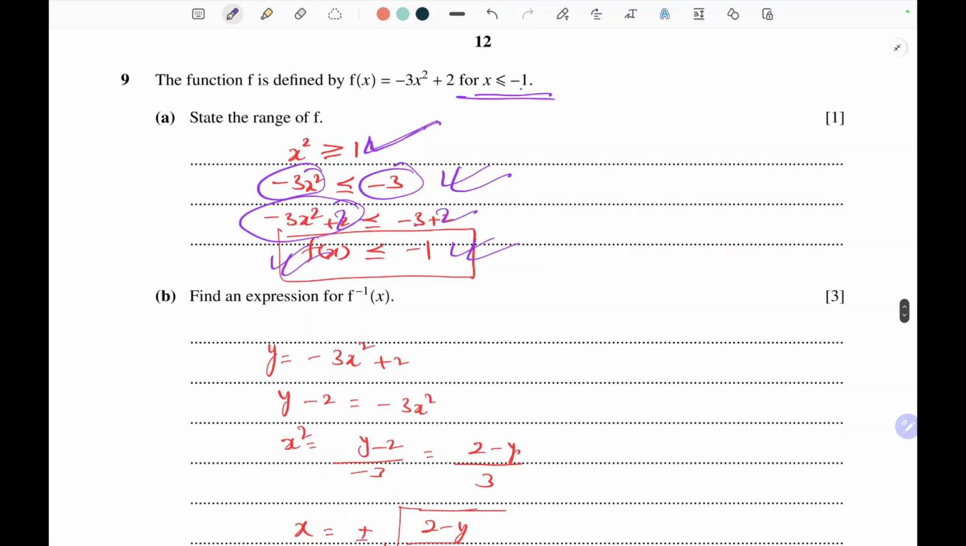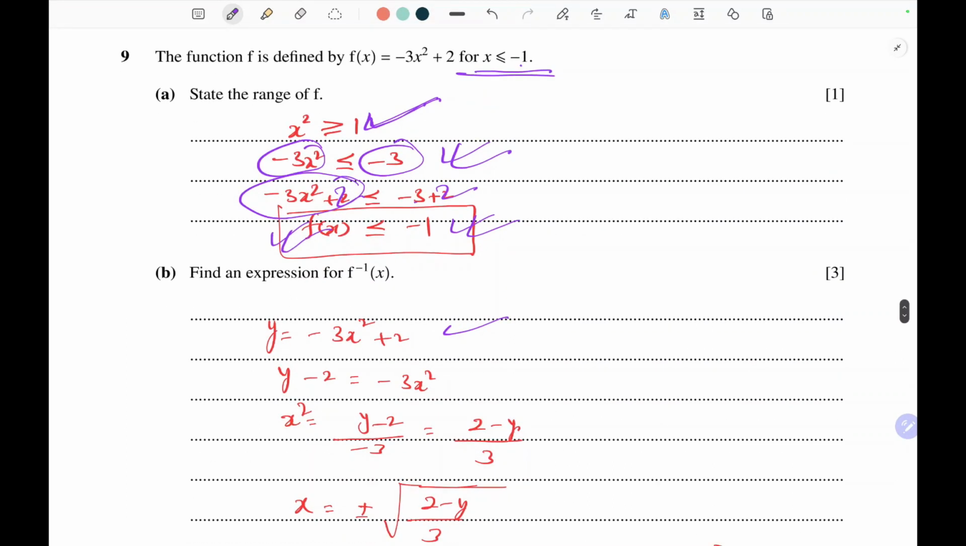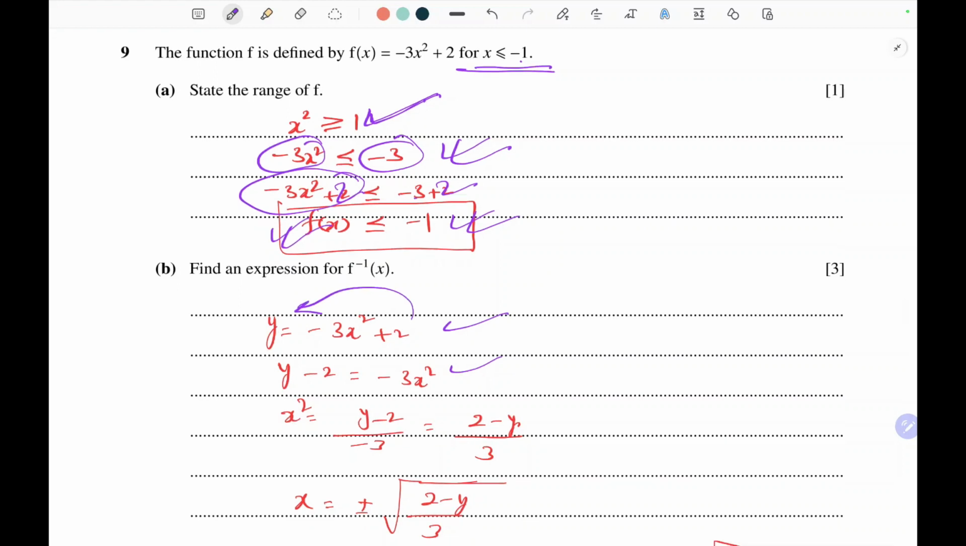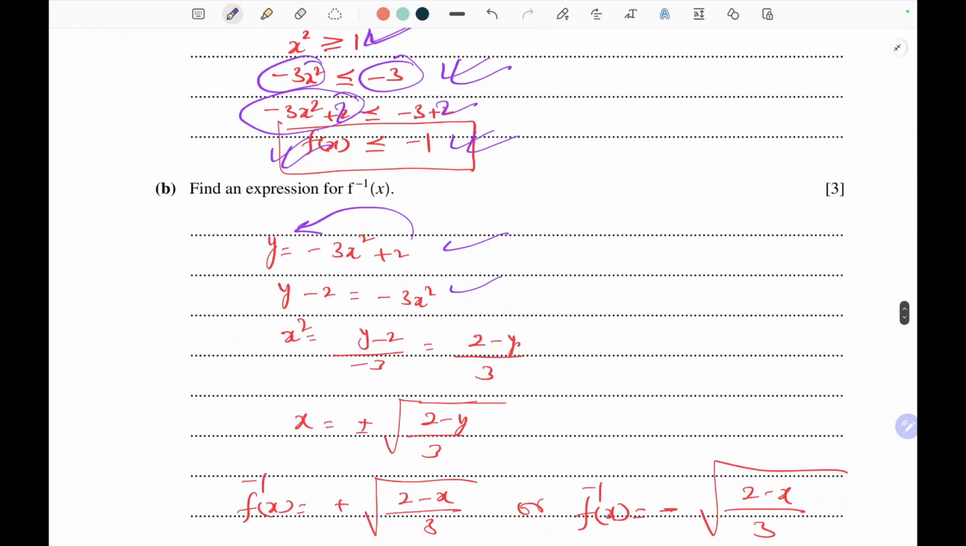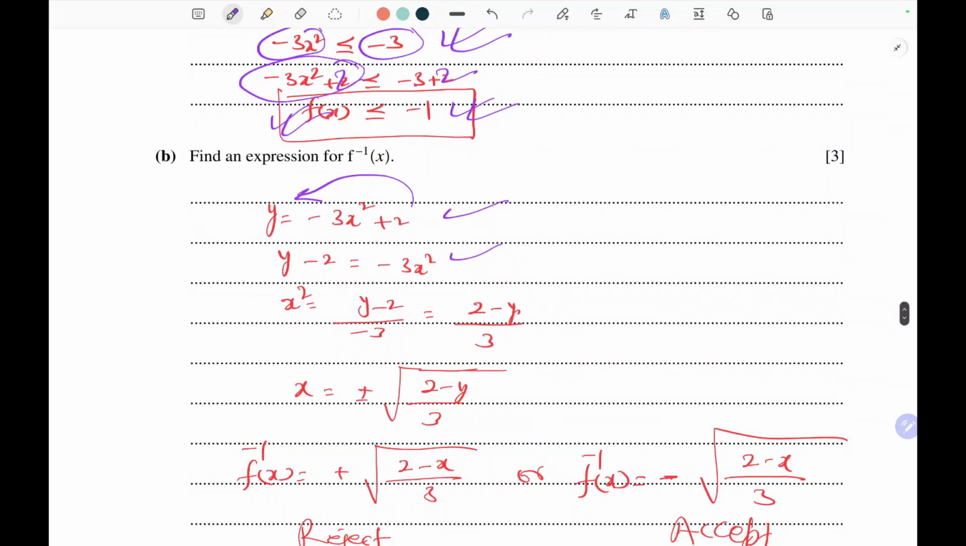Find an expression for f inverse x. So y equals minus 3x squared plus 2. Now shift the 2 to the left side: y minus 2 equals minus 3x squared. Now divide by minus 3, so 2 minus y over, yeah.